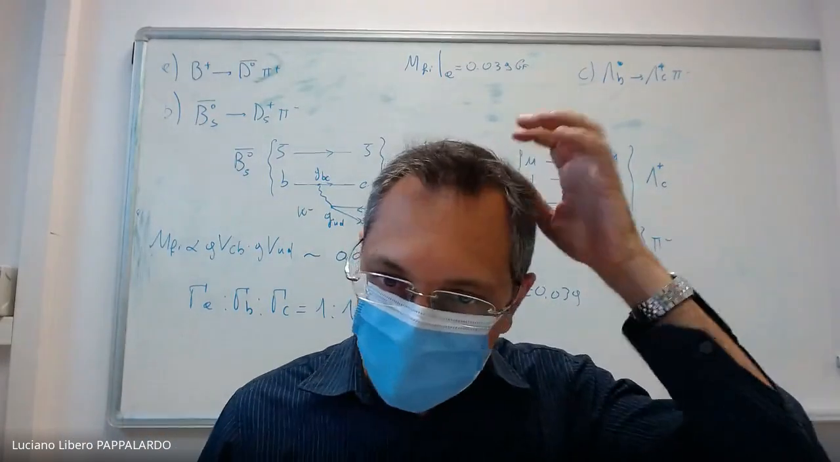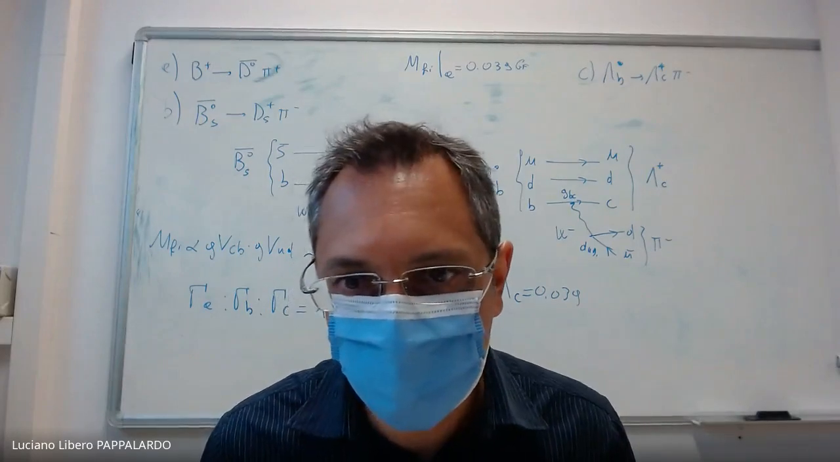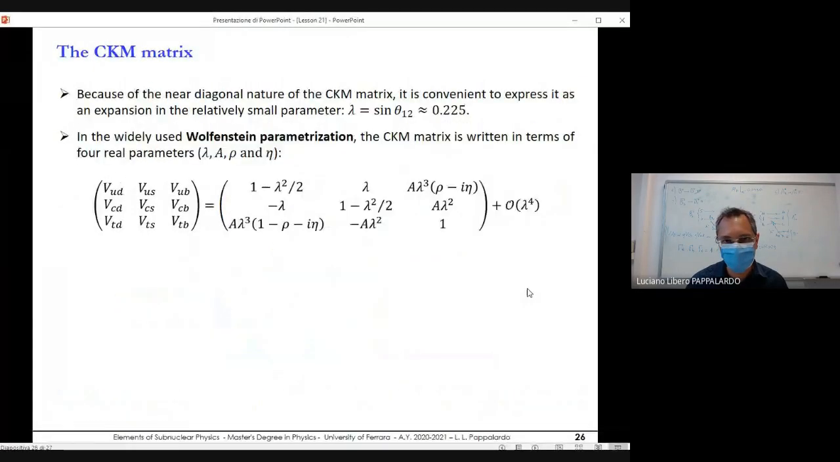Now, last few words about the CKM matrix. Okay, so because of the near diagonal nature of the CKM, it is convenient to express this matrix as an expansion in the relatively small parameter sine of theta 1, 2, that is of order 0.22. So one can make an expansion of this object into first order terms and then higher order terms, okay, that we can neglect. And at first order, in this so-called Wolfenstein parameterization, the CKM matrix looks like this.